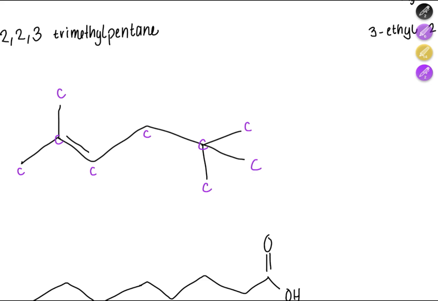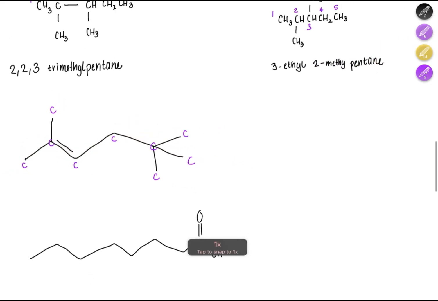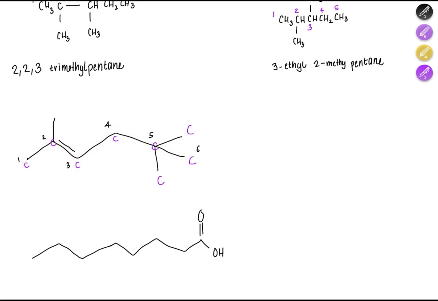Now, what is the main chain? This is basically your main chain. So you will count how many carbons you have. This is carbon 1, carbon 2, 3, 4, 5, and 6. Okay, so in the main chain you have 6 carbons. So you will call this hexene. Why hexene? Because you have a double bond. So this is not an alkane, this is an alkene.